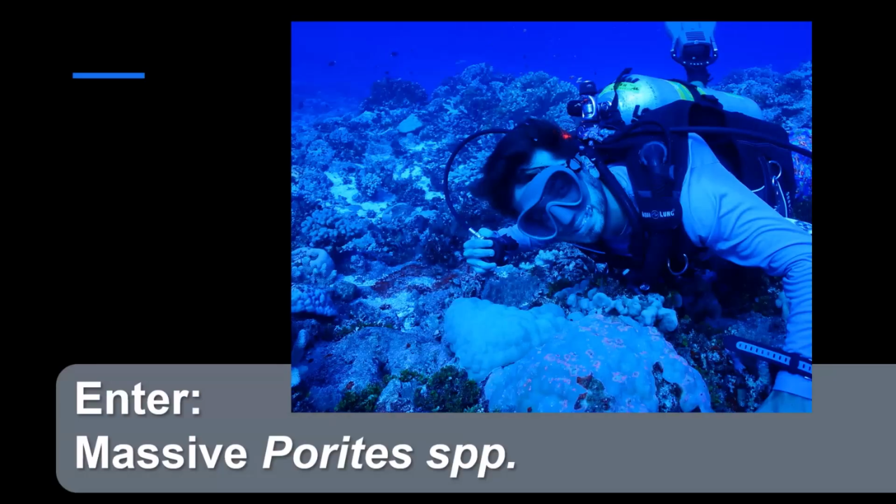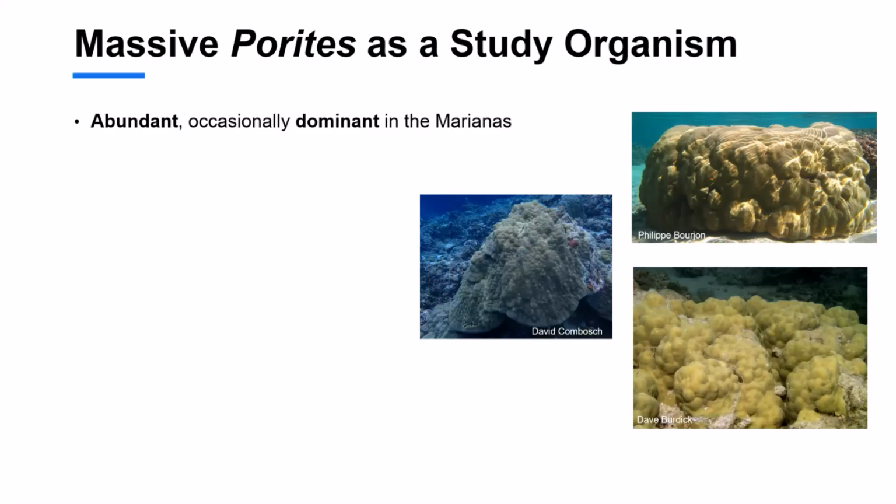So, to study these trends and to examine rates of gene flow, we need a study organism. And for my project, I chose to study the massive Porites species complex. Massive Porites are these incredibly abundant and actually occasionally dominant corals in the Marianas. If you've swam, snorkeled, or scuba dove in this area, you have more than likely seen massive Porites. They're distributed across a bunch of different habitats, and they're just about everywhere that you might look.